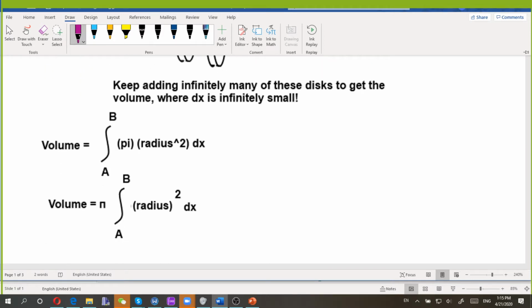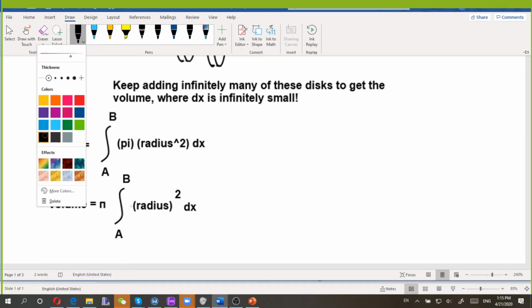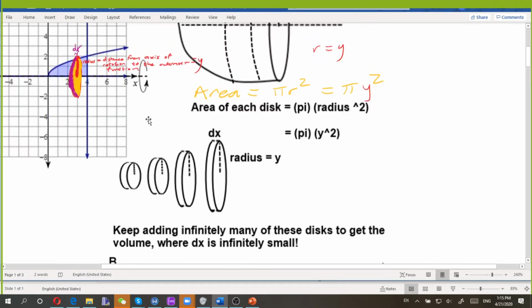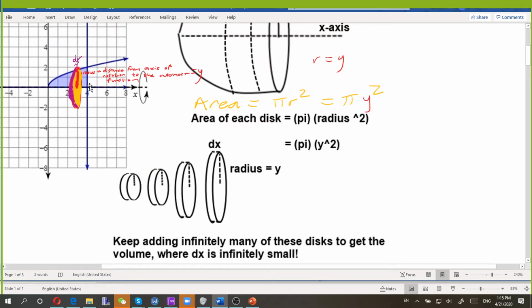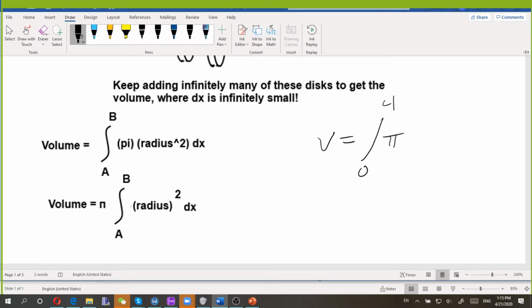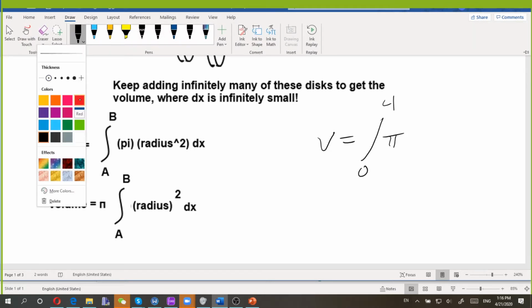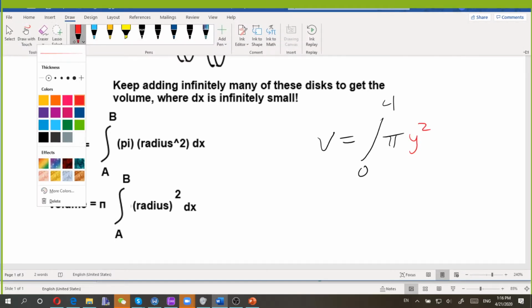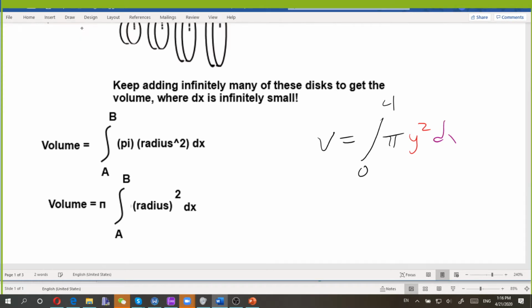So my volume, I could say, is equal to the integral from our start point to end point, which in our case is from 0 to 4 of pi times our radius, which we said was y squared times dx.